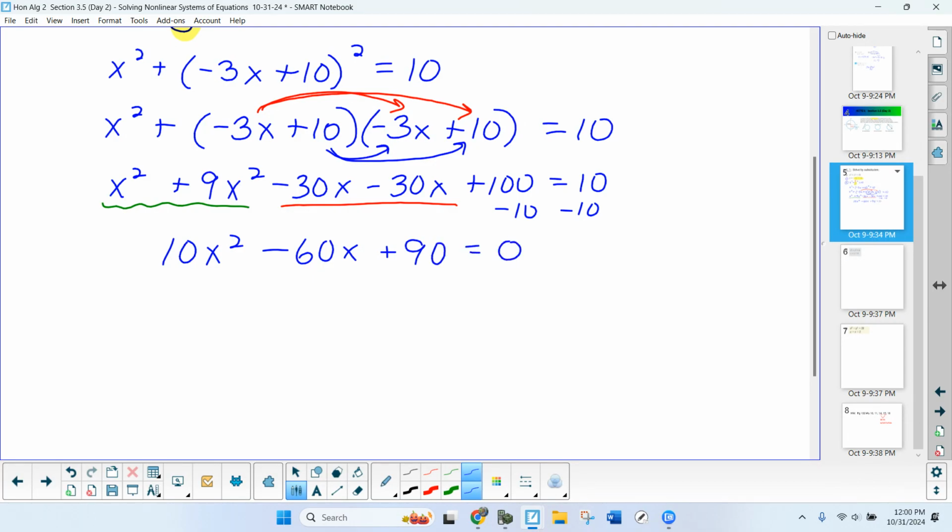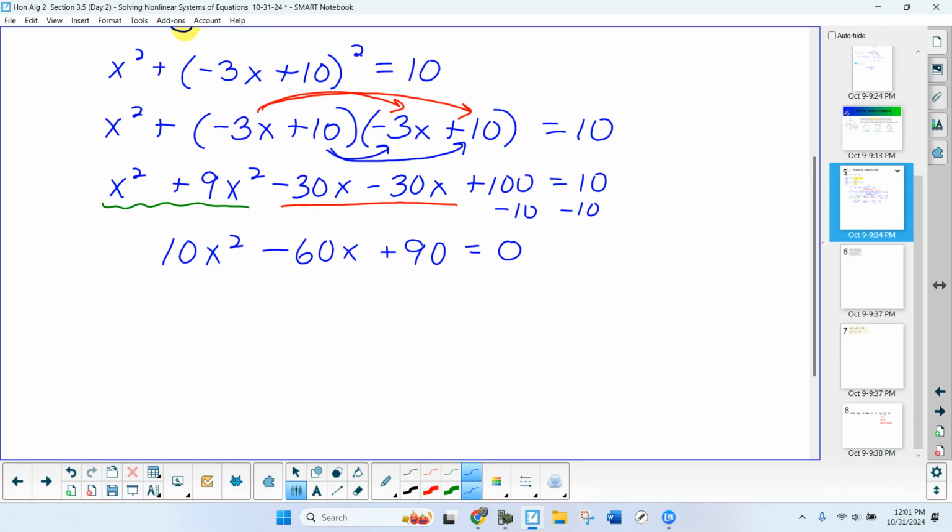Now remember, our goal is to solve this equation for x. This is a quadratic. You can solve a quadratic by graphing, completing the square, or factoring. We can't use square roots because of the 60x. So I'm going to tell you this has a GCF. What's your GCF, everybody? 10.